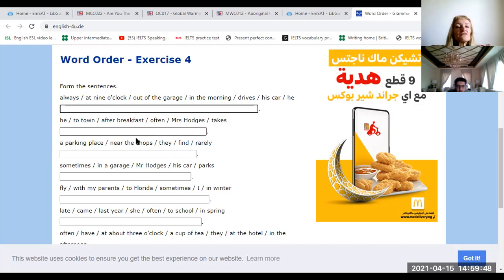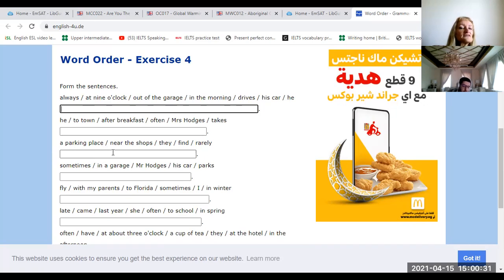I always look for the person first before I start. So yes, it says Mrs. Hodges, often. There's something missing in this sentence, isn't there? Yes, I think it might be a bus. Let's say Mrs. Hodges often takes the bus to town after breakfast. I think this is supposed to be the, yeah, probably something like that. Okay, let's move on to the next one.